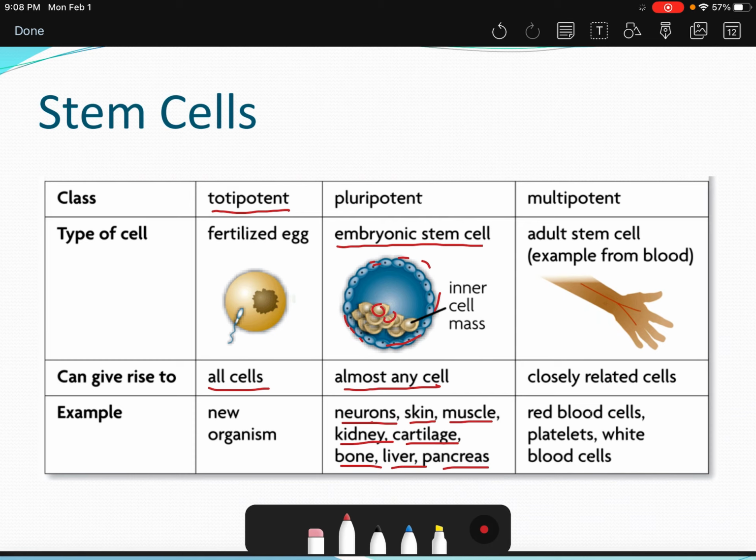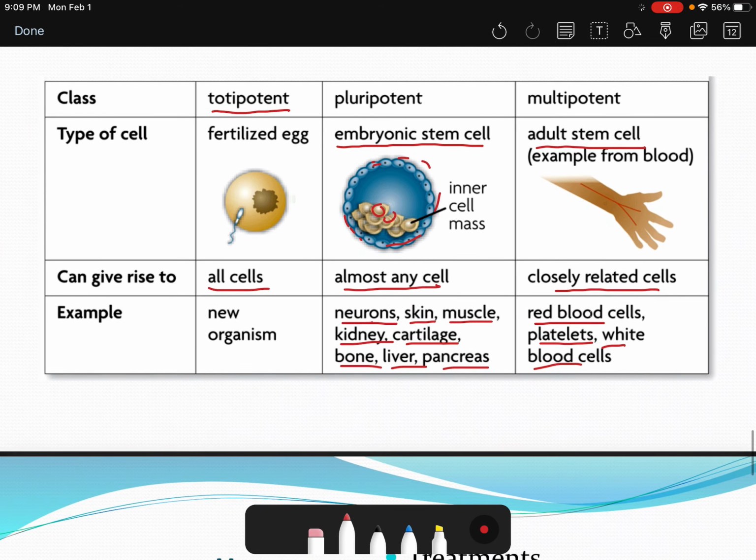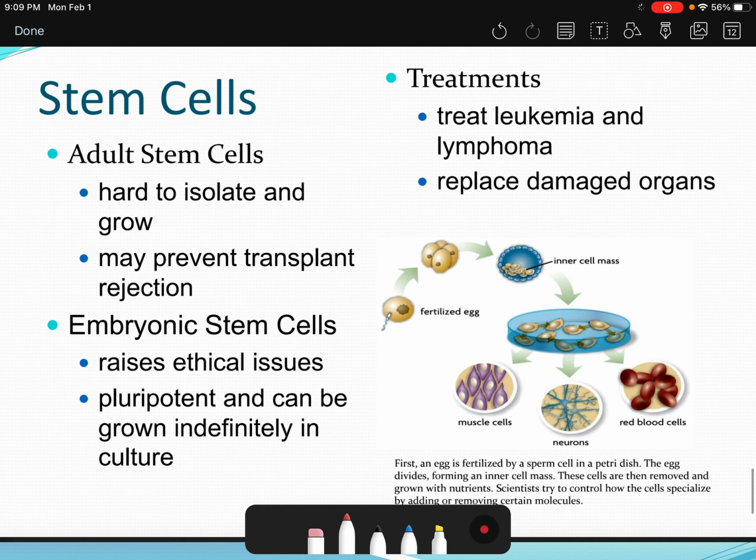And then as you become older, you still can produce stem cells. You can still produce adult stem cells, but they will only give rise to cells that are closely related. So various blood cells, for example, stem cells will give rise to red blood cells, white blood cells, your platelets, and so on. So they're doing a lot of research on what can we do with some of these stem cells in terms of helping us be able to repair or perhaps form new organs.